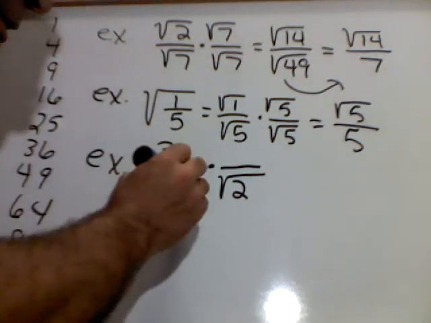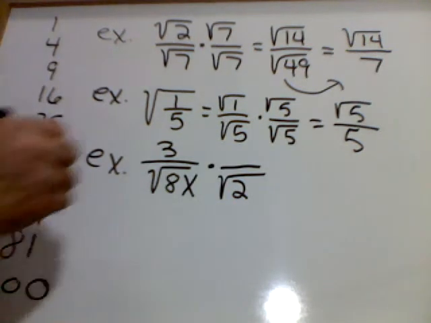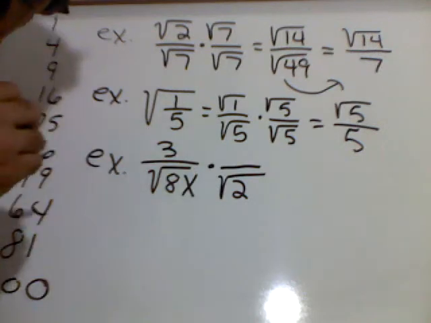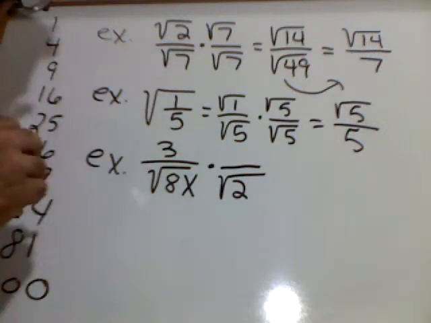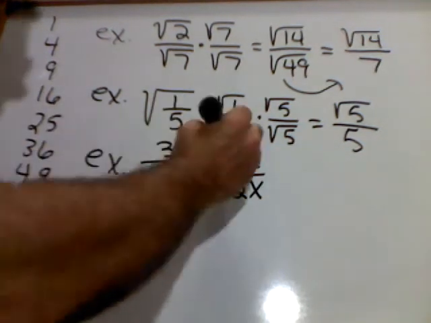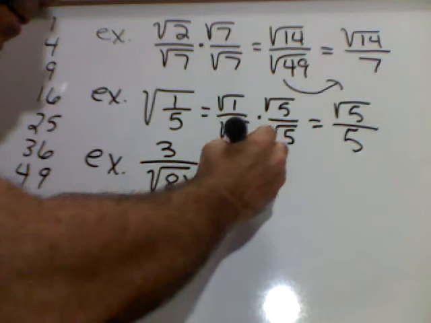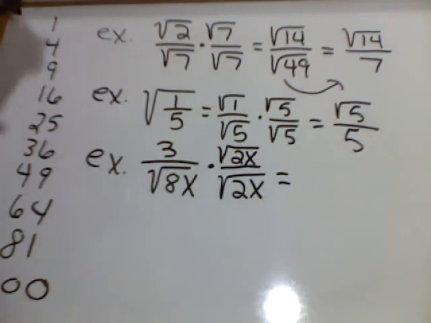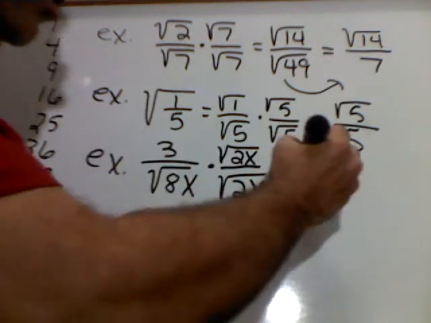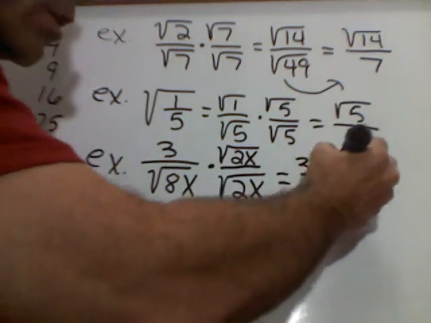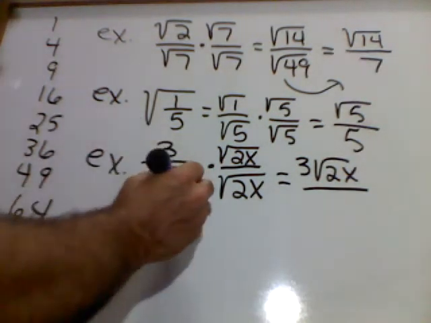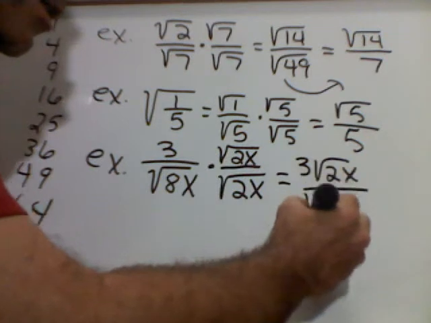Now, notice I have an x under here. With an index of 2, that means I need at least 2 x's under here for them to come out. So I need to multiply by another x. Now, what I do to the bottom, I have to do to the top. On top, 3 times square root of 2x is 3 square root of 2x. On the bottom, square root of 8x times square root of 2x gives me square root of 16x squared.